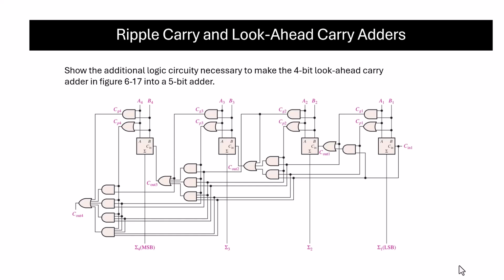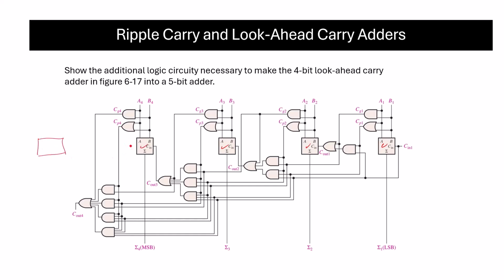So, in other words, given this 4-bit look-ahead carry adder, extended to be that of 5-bit. So in other words, we have here these 4 adders. We have 4 of them. We need to add one more here.